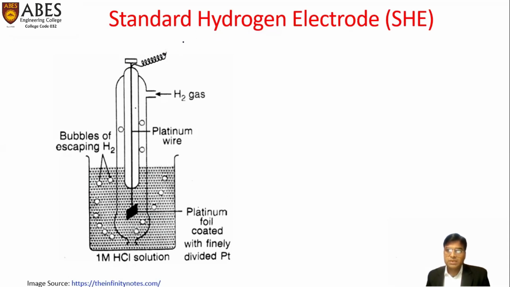The standard hydrogen electrode has a platinum wire or foil which is coated with platinum black. It is dipped in the solution of 1 molar H+ ions, and hydrogen gas is constantly bubbled through it at 1 atmospheric pressure. The inert metal platinum here works as a source or sink of the electrons. It works as a catalyst for the reaction, but it does not have any other function.